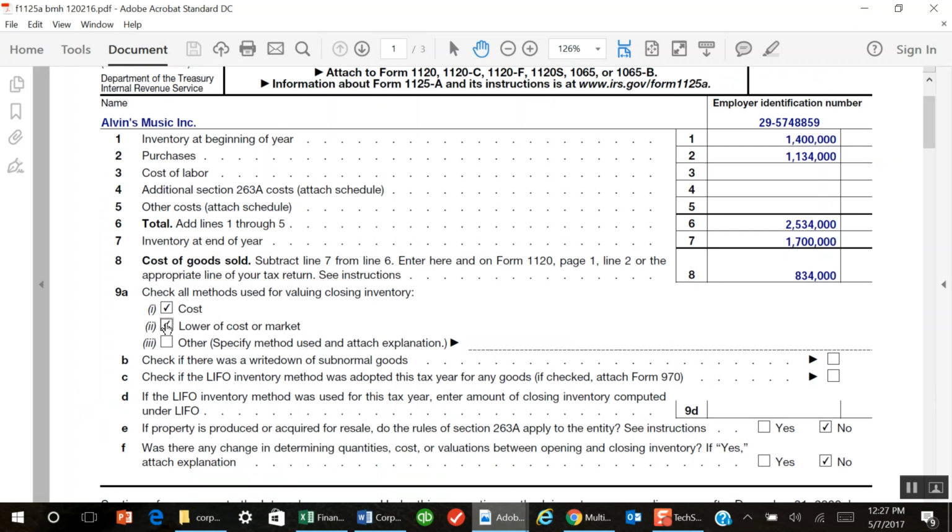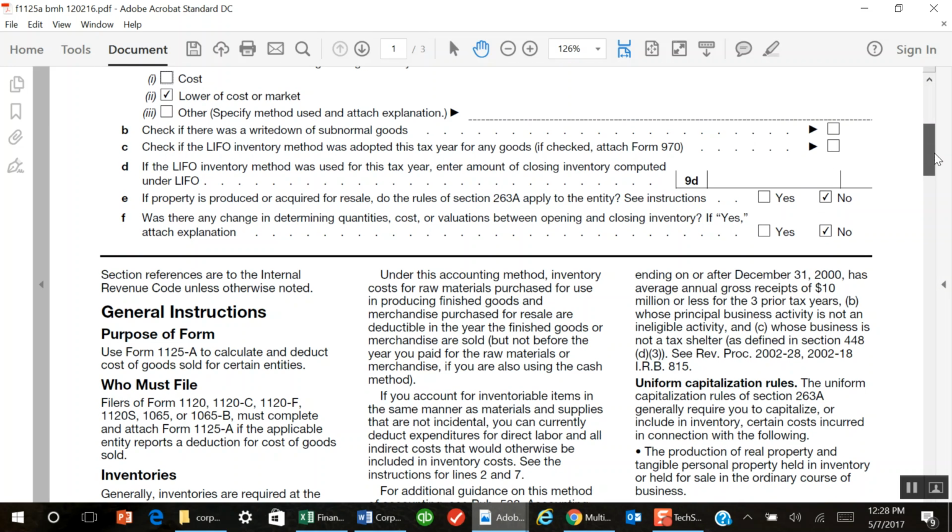And actually, last semester, cost was in the information. I changed it to lower of cost or market for you guys, and then the answer to 9E is no, because no, the rules of 263A do not apply. And then you guys wouldn't have known what to answer for F. I didn't give you that in the facts, but I just made an assumption when I did the return that it was no.